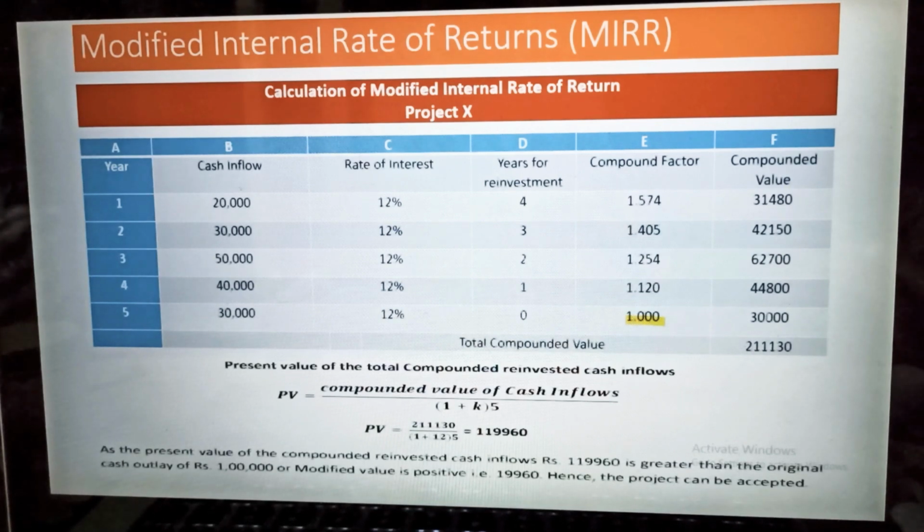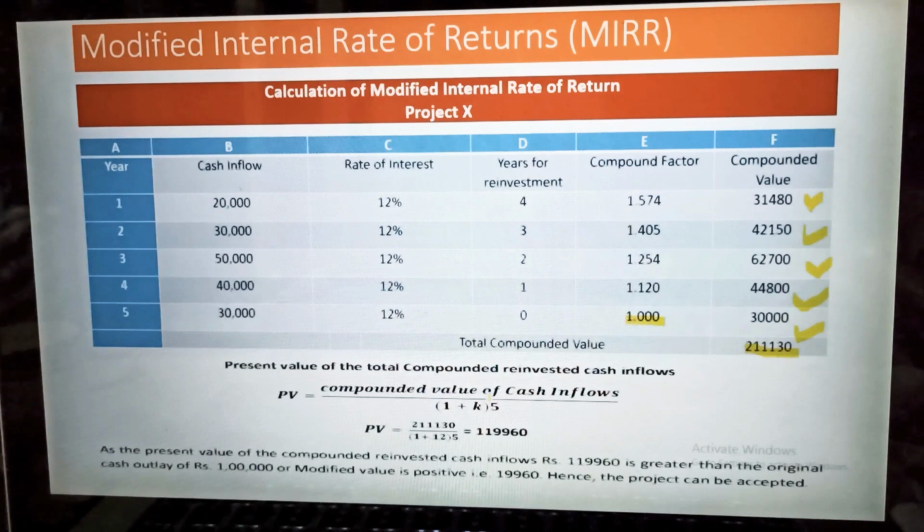How will you find this compound value? Through this, you have to multiply B into E. After multiplying B into E, you will find 31,480, then 42,150, then 62,700, then 44,800, then 30,000. You will find it like this. After adding all of these, this is the compound value. After adding that, you will find 2,11,130. This is the total compound value.